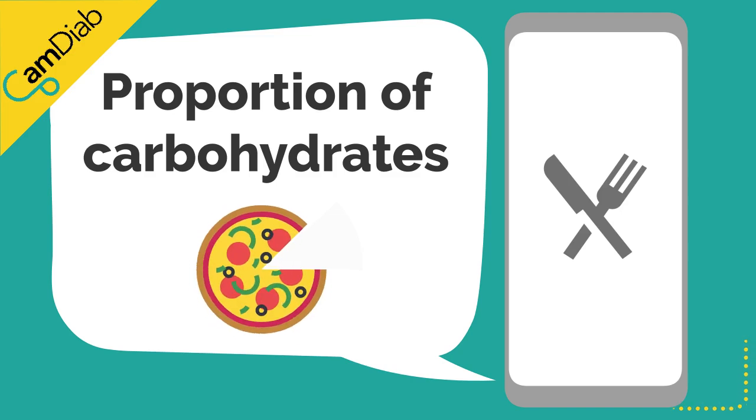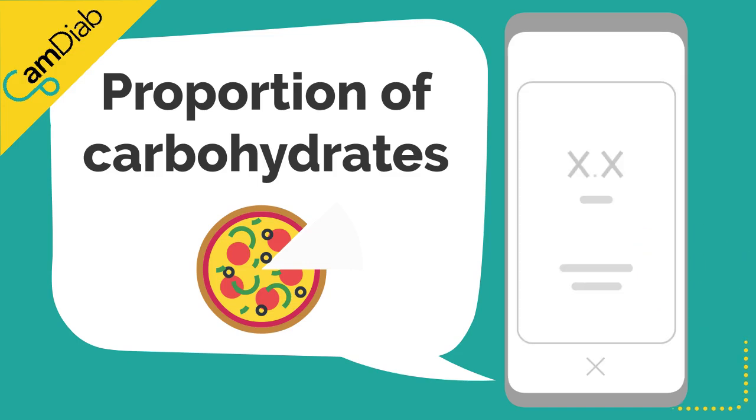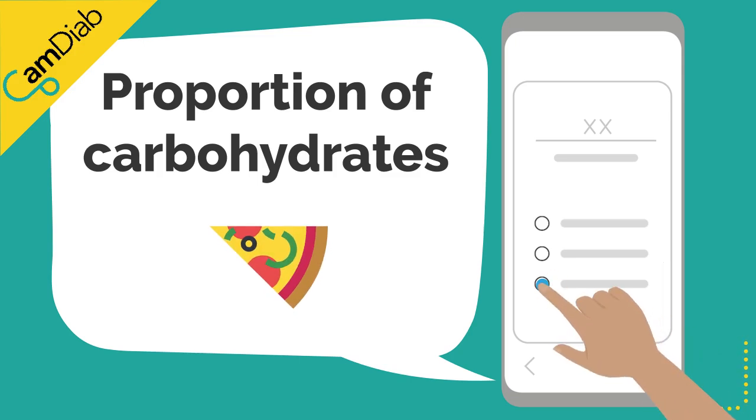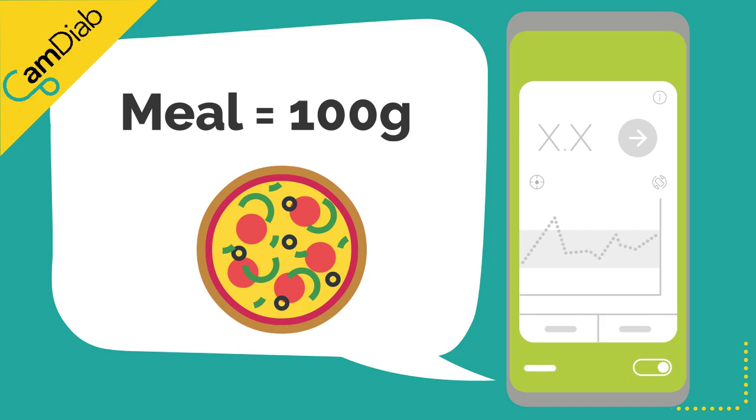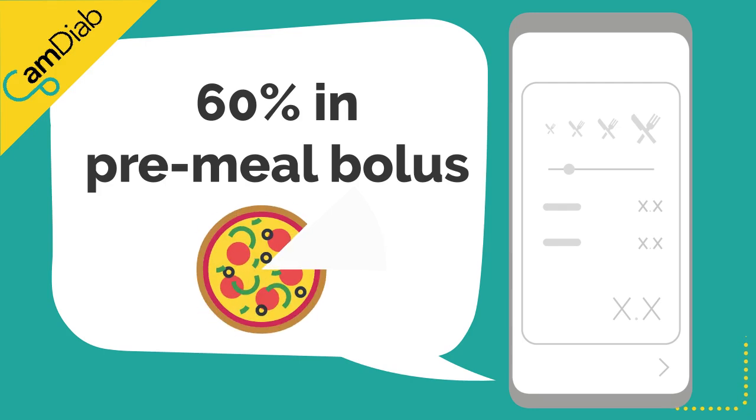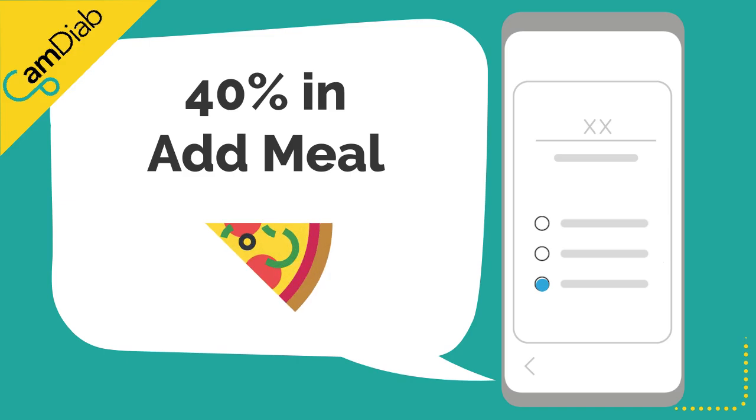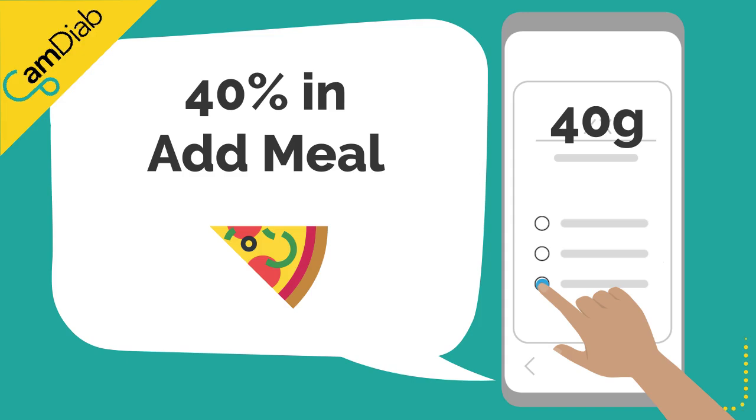You will need to decide what proportion of the carbohydrates in the meal you will enter into the bolus calculator and deliver a pre-meal dose of insulin, and what proportion you enter into slowly absorbed meal. For example, if you were eating 100 g of carbohydrate and wanted to use the slowly absorbed meal option, you might decide to put 60% of the carbohydrates, 60 g in this case, into the bolus calculator and give a pre-meal bolus. The remaining 40%, or 40 g in this example, you would put into Add Meal and tap on Slowly Absorbed Meal.